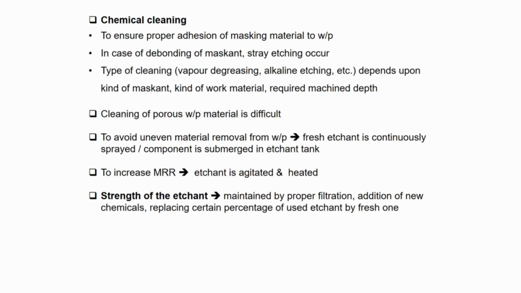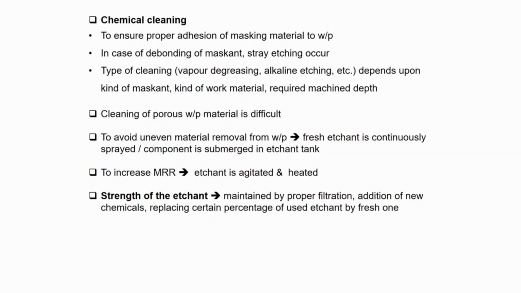There are different types of cleaning. The first one is vapor degreasing. Whatever oily materials are there may be removed by the vapor degreasing process, or it may be cleaned by alkaline etching etc., depending upon what kind of maskant you are using. So the cleaning process depends on what kind of maskant you are using, what kind of workpiece material you are machining, and the required machining depth, how much depth you are machining. The cleaning process depends on these parameters.